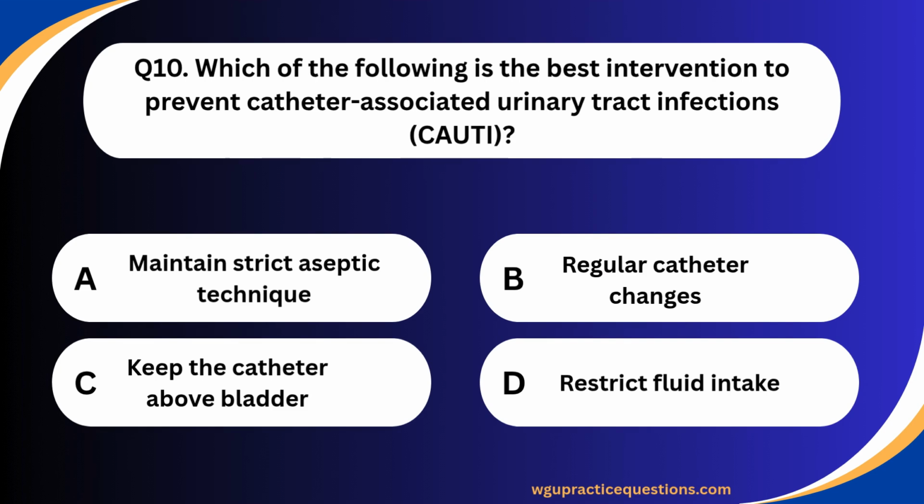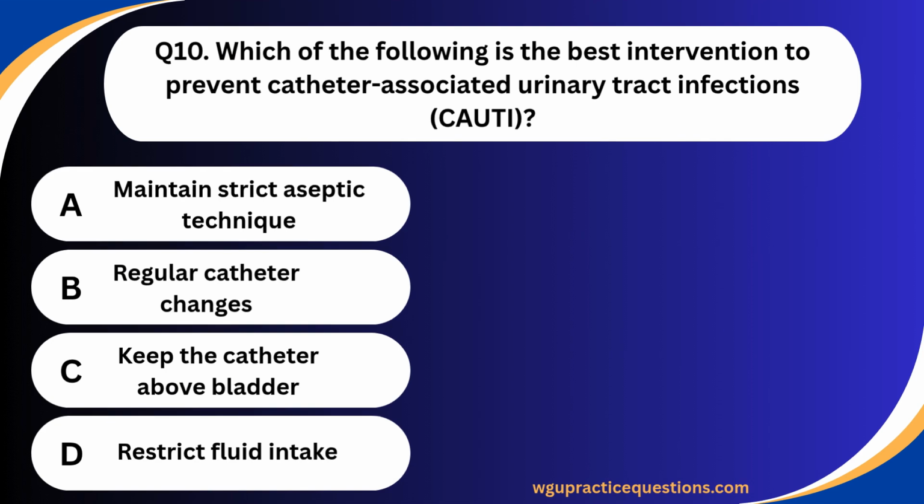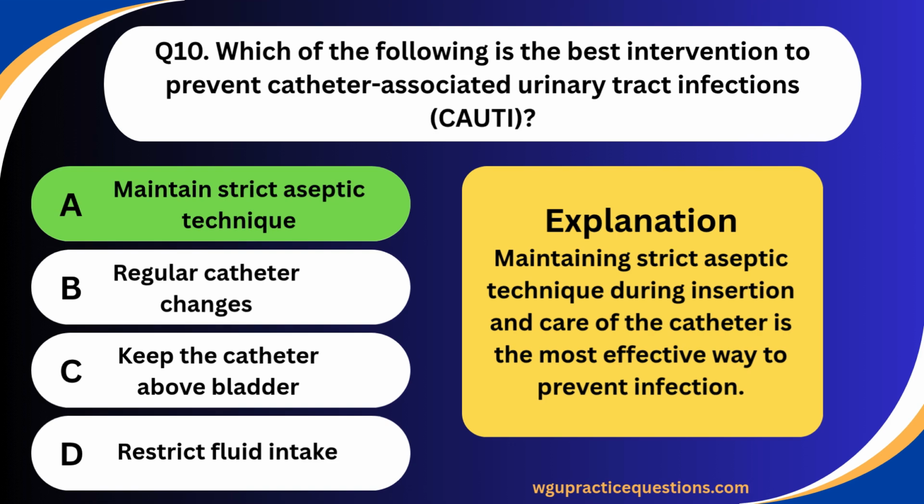Question 10. Which of the following is the best intervention to prevent catheter-associated urinary tract infections, CAUTI? A. Maintain strict aseptic technique. B. Regular catheter changes. C. Keep the catheter above bladder. D. Restrict fluid intake. Which one is the correct answer? The correct answer is A. Maintain strict aseptic technique. Explanation. Maintaining strict aseptic technique during insertion and care of the catheter is the most effective way to prevent infection.